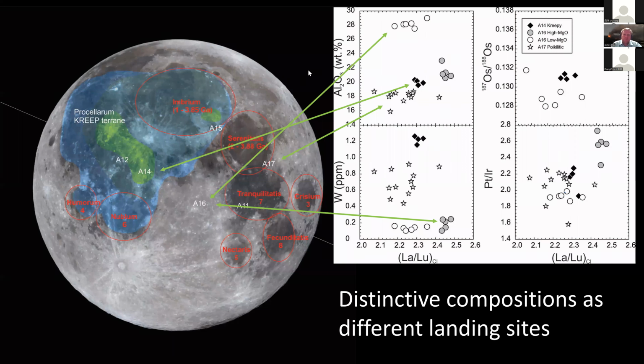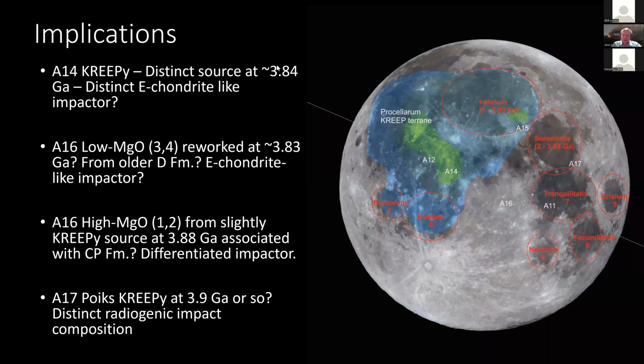From this, we can say that the implications are that the Apollo 14 KREEP rocks come from a distinct source around 3.84 billion years ago with a distinct enstatite chondrite-like impactor composition. The Apollo 16 low MgO rocks are reworked, 3.83 billion years ago. They might be partially coming from the older Descartes formation, and they suggest an enstatite chondrite-like impactor.